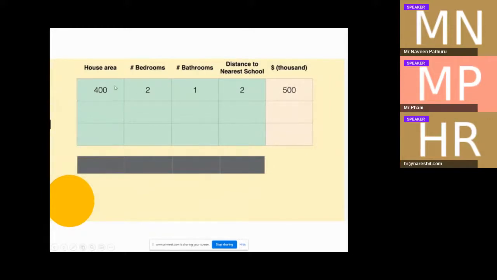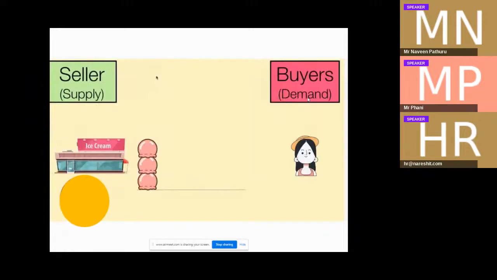The price of a house may depend on the house area. It may depend on the bedrooms, bathrooms, and how far it is from schools and things like that. We can use a similar kind of principles and make a prediction. What is going to be the price of a house is another real world or business example, guys. That is one example.